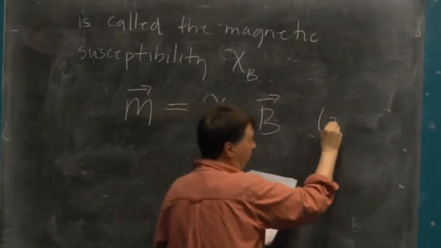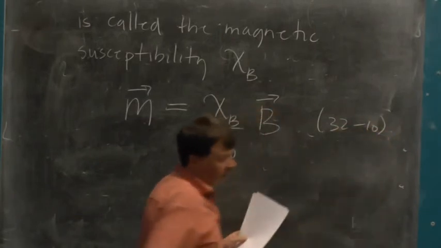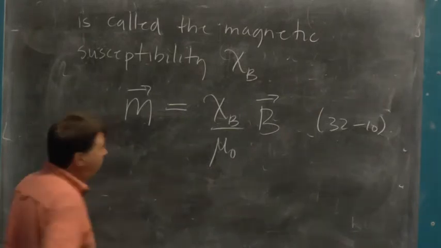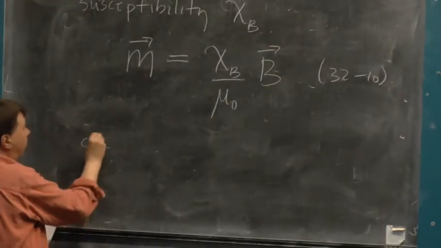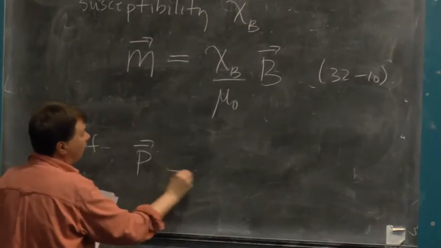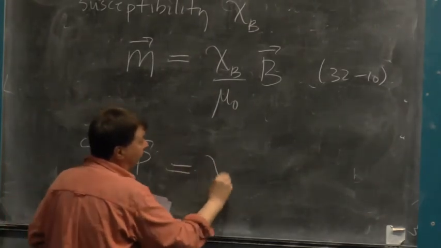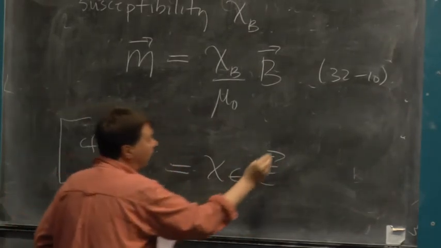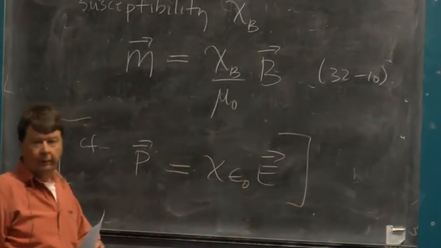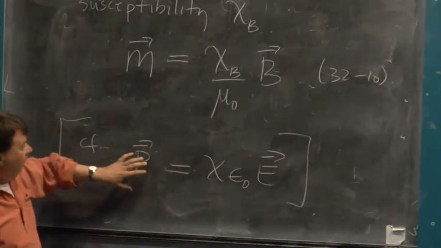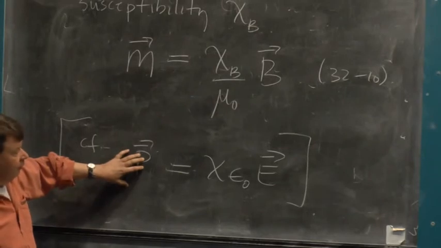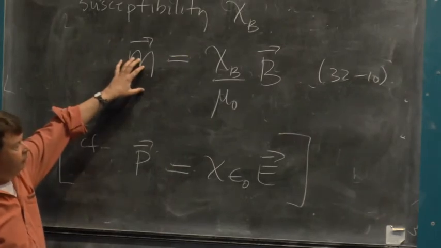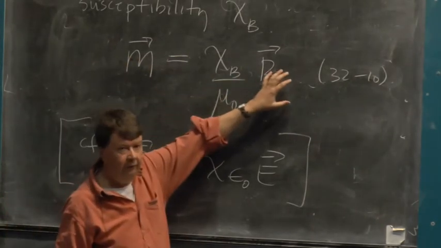And again, I'll give it on the VLE. I've missed a couple of equations out on this classical development. So you can compare that equation with what we had, which was chi epsilon naught E. That gave the polarization per unit volume in an electric field. This gives the magnetization per unit volume in a magnetic field.